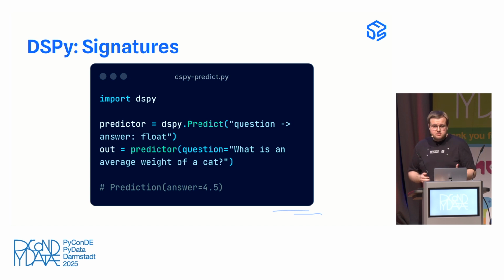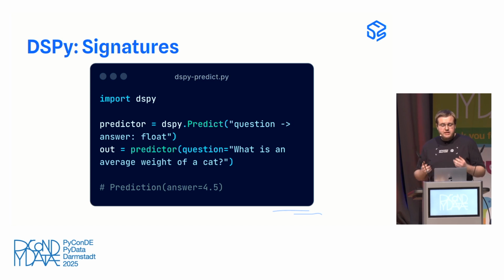To test that it works, we can construct a very simple DSPy program and initialize a predict module with our demonstration. And we will talk about modules a little bit later. But for now, we can pass the question, what is an average weight of a cat, as an input to this module, and we will obtain the prediction as answer equal 4.5. This is floating point number, so everything works as expected.